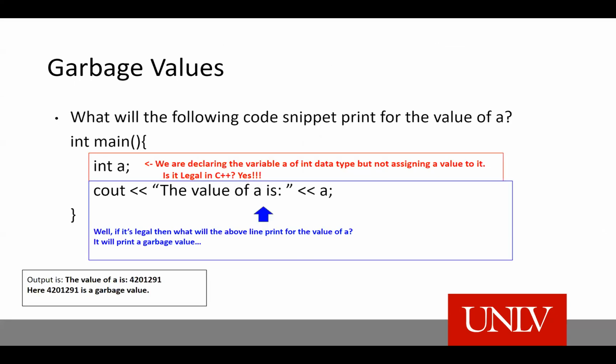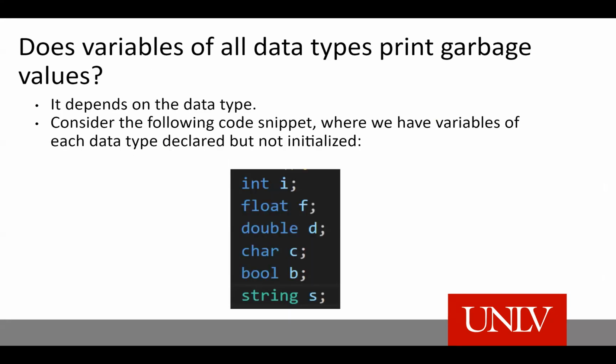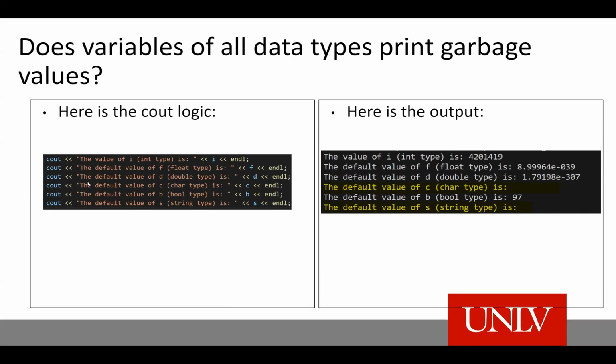So be it a variable or an array, if they are of integer type, then they're initialized with garbage values. Now, is this the same behavior with all data types? I have variables of several data types created: i of integer type, f of float, d of double, c of char, b of bool, and s of string. Now if I try to print the values, with the code on the left-hand side, what is it going to be for each data type?